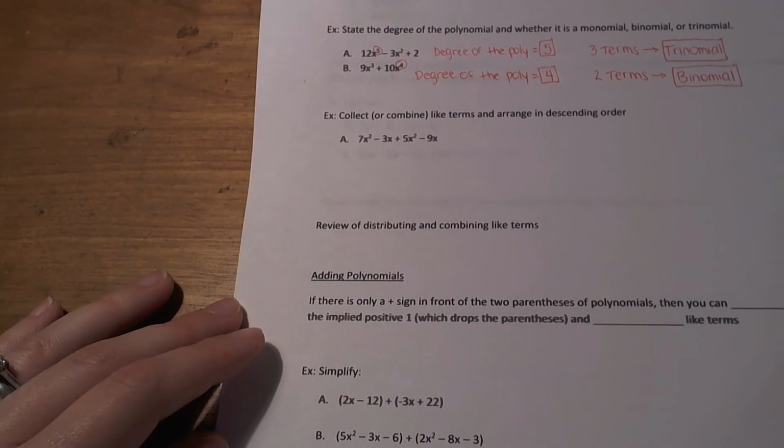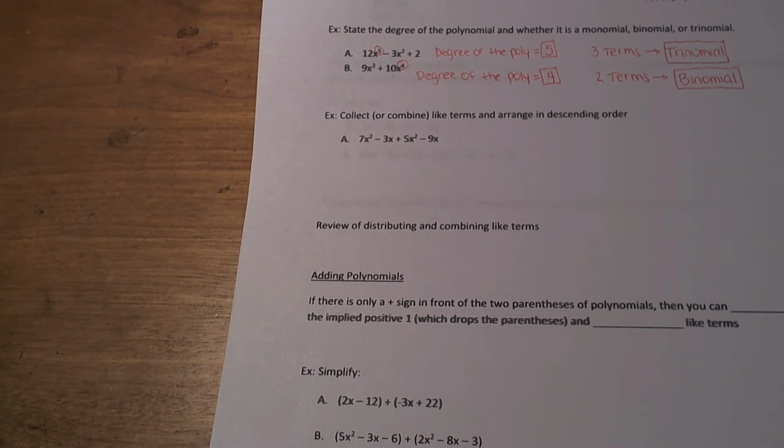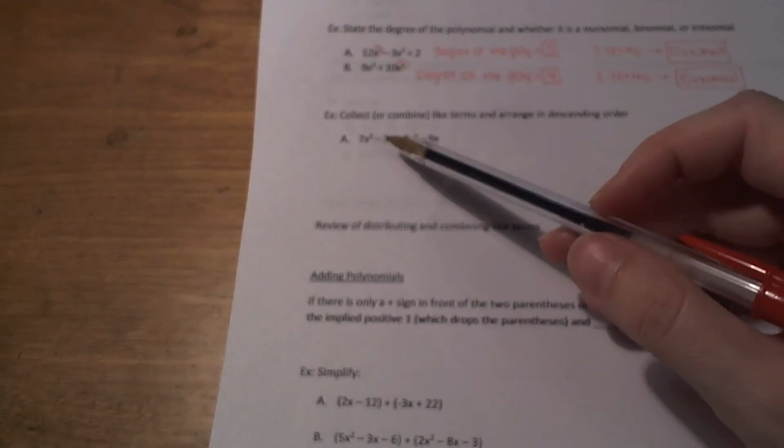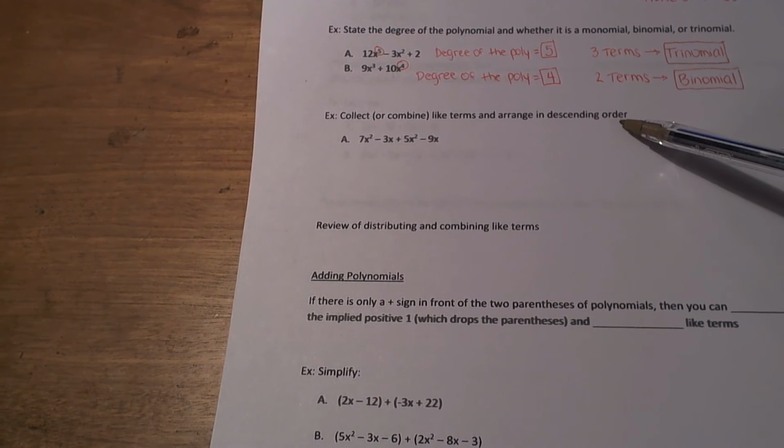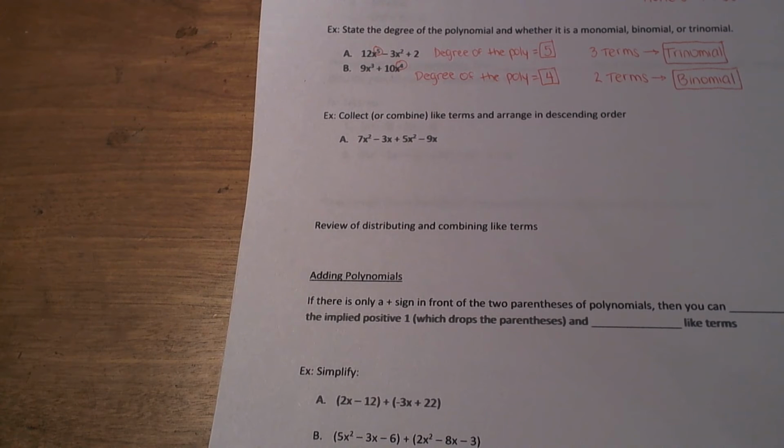The next example, we have collected or combined like terms in the past. This is something that you should have done in Prep 1. So we're just going to do one example to review that. And then what is new is that you do need to answer in descending order for your final answer. You can have it in non-descending order in the middle in your work, that's fine, but your final boxed answer does need to be in descending order.